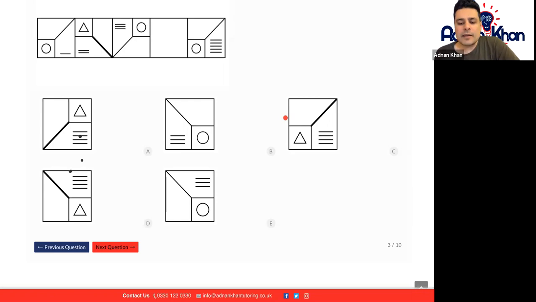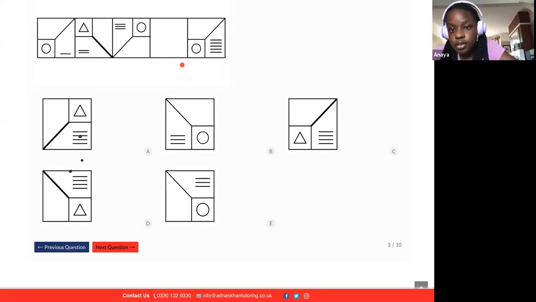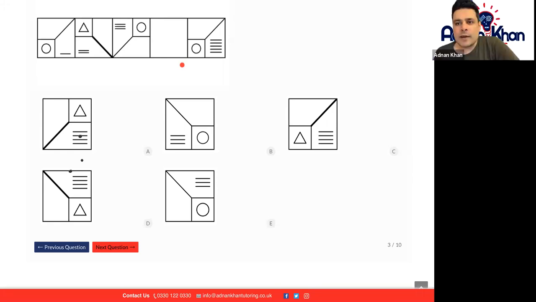The shape inside the smaller square changes between a triangle and a circle. So have a look there. Can you see that small square there? Yes. You've got a circle in there. Small square there, you've got a triangle in there. Small square there, you've got a circle in there. So the next small square is going to have what? A triangle. Exactly.